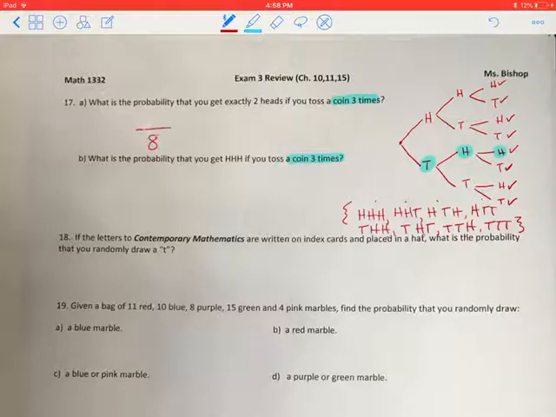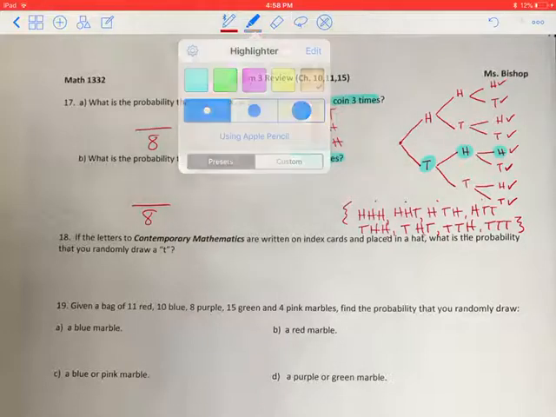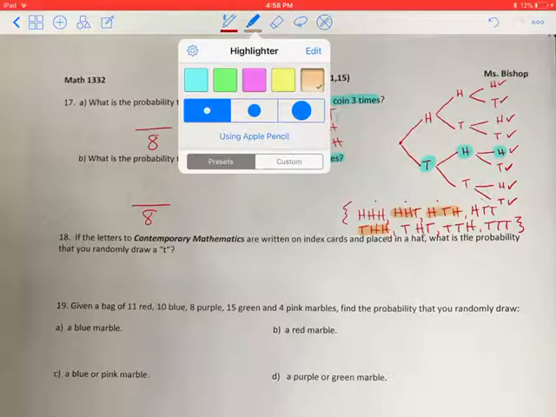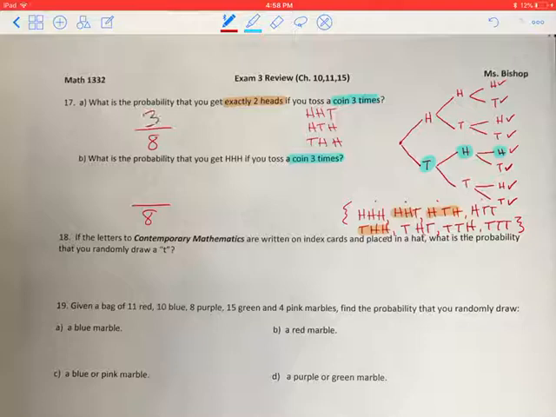When I do these probabilities, I'm always going to be going out of my 8 outcomes. So the probability of getting exactly 2 heads, that would be this one, this one, and this one. Those are the only ones that have exactly 2 heads. So that would be 3 out of 8. Now the probability of getting all heads only happens once right here, so that would be 1 out of 8. That one's the hardest because you do have to build the sample space.